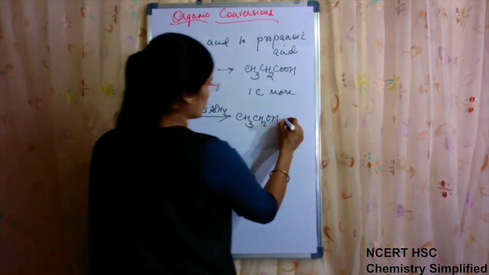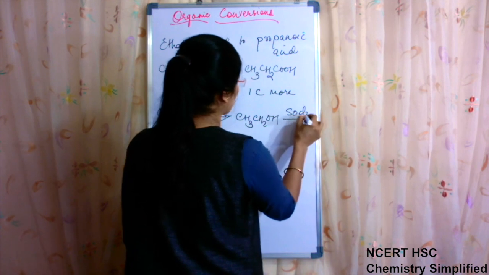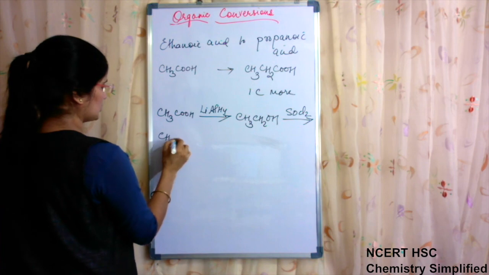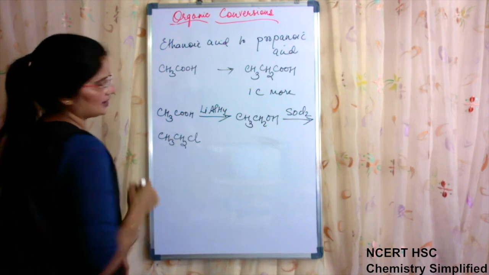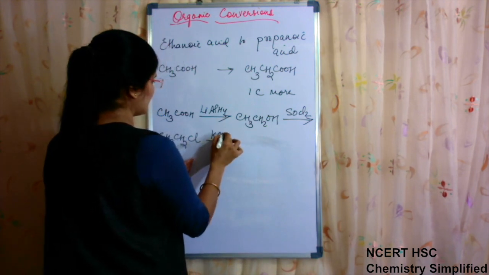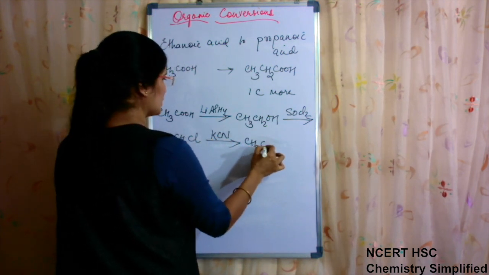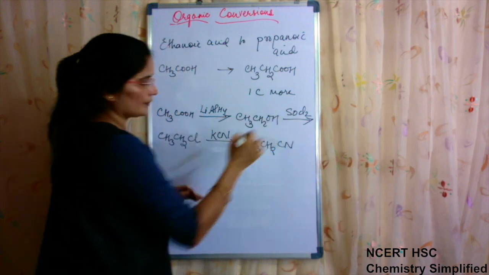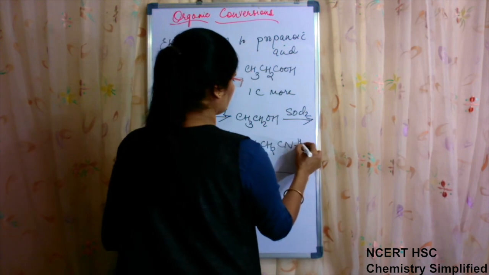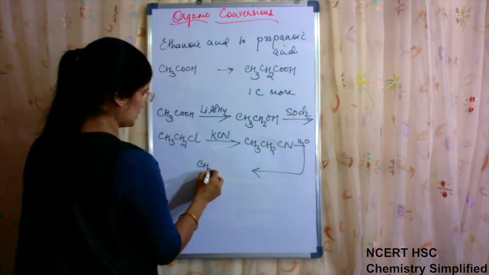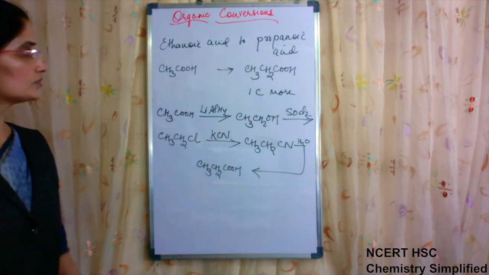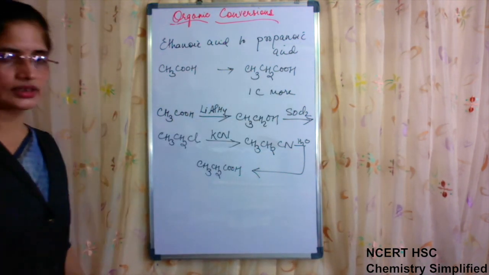Alcohol, which on treatment with any halogenating agent will give CH3CH2Cl, which on treatment with KCN will give CH3CH2CN, which on hydrolysis will give CH3CH2COOH. You reach the product.